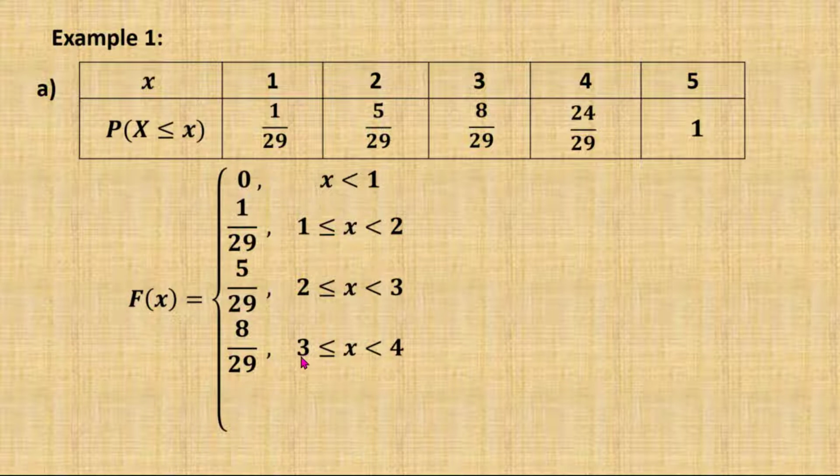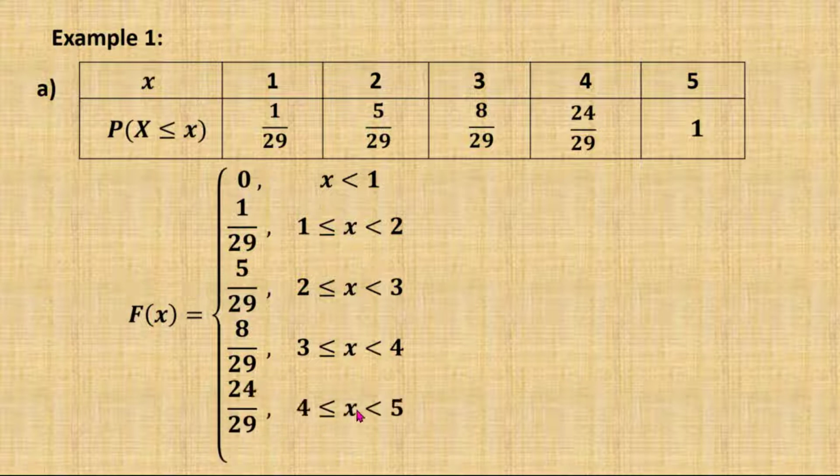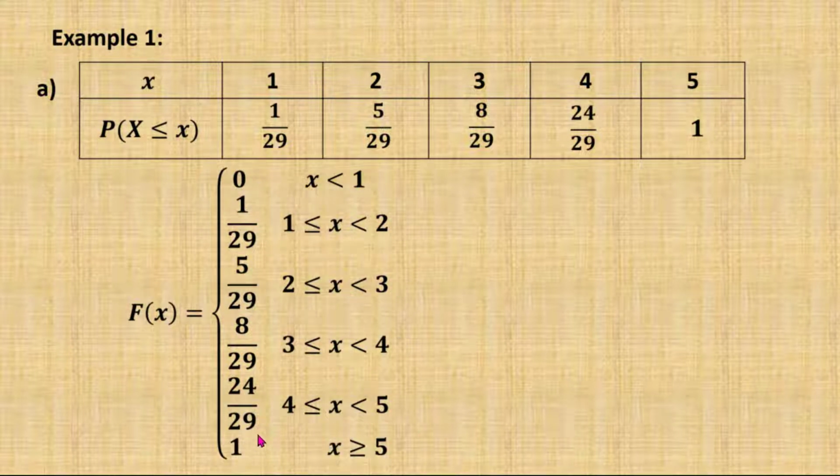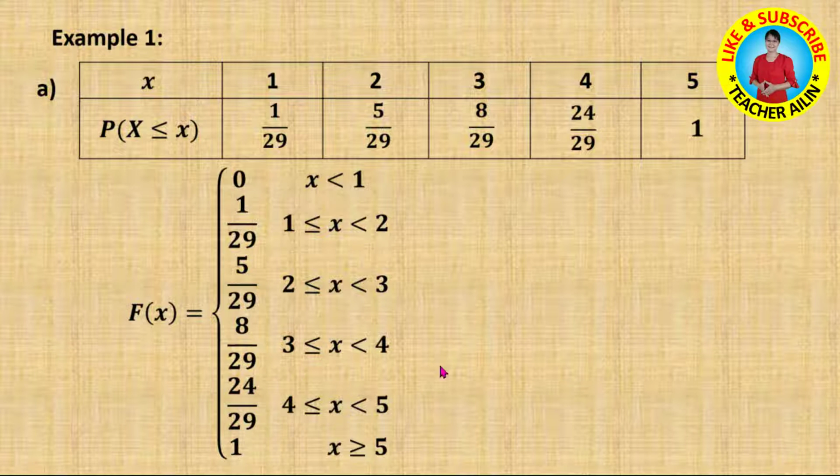When x is greater than or equal to 3 and less than 4, the cumulative probability is 8 over 29. When x is greater than or equal to 4 and less than 5, the cumulative probability is 24 over 29. And finally, when x is greater than or equal to 5, the cumulative probability is equal to 1. So therefore, this is the cumulative distribution function for the discrete random variable X.